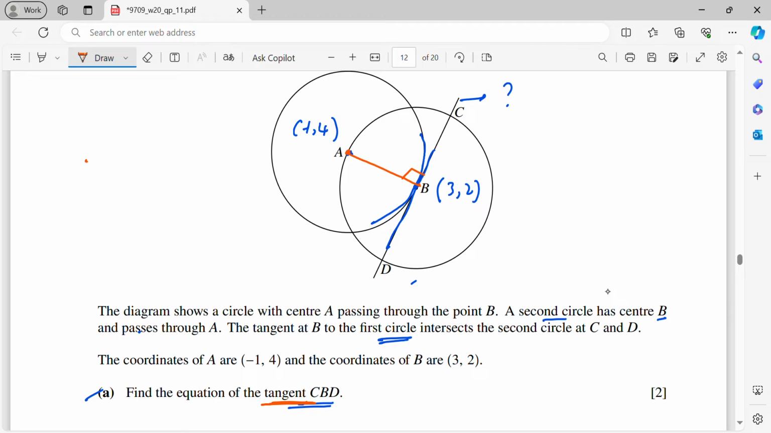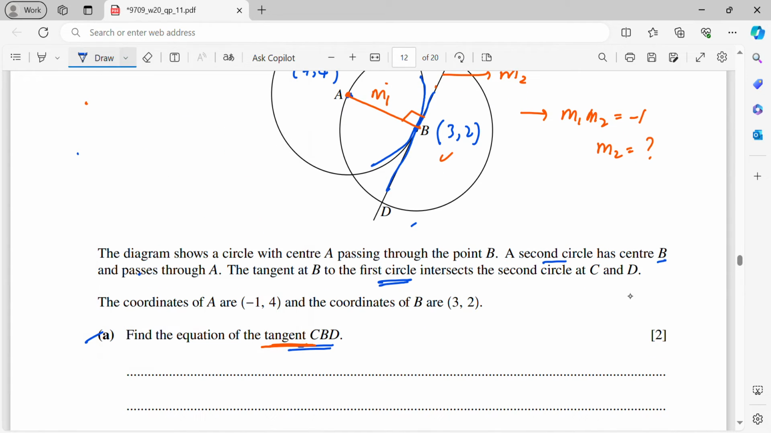So now to find this straight line, we need to find the M. What is the gradient? Since AB is perpendicular to CBD, I will say this is M1, this is M2. So M1 times M2 is minus 1 from the perpendicular property. Then from here you should find what is your M2. Then just use the point B to form the straight line equation. So firstly I have to find what is your M1. M1 is basically the MAB. Okay, so that's the idea to solve this part A.